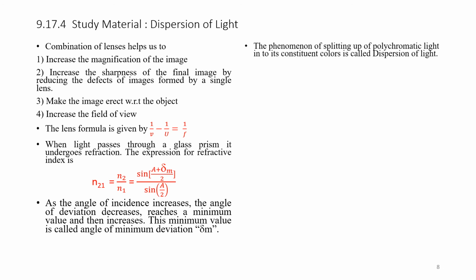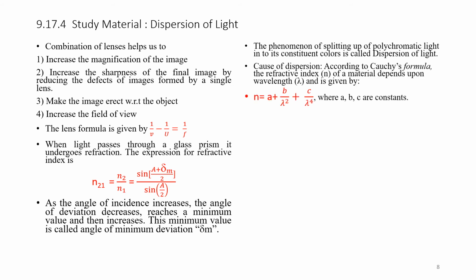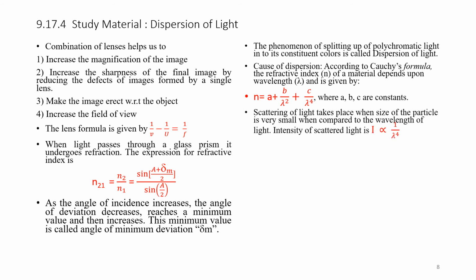The phenomenon of splitting up of polychromatic light into its constituent colors is dispersion of light. Cause of dispersion: according to Cauchy's formula, the refractive index n of material depends upon the wavelength lambda and is given by n is equal to a plus b by lambda square plus c by lambda to the power of 4. a, b and c are constants.